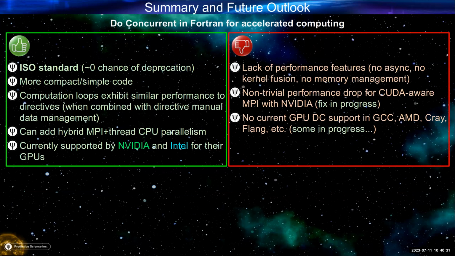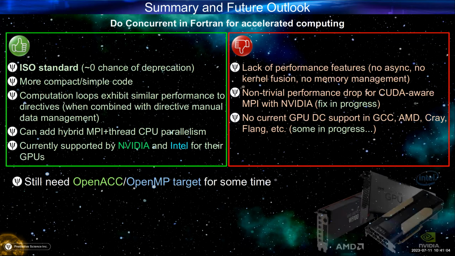Drawbacks is there's some lack of performance features. There's no asynchronous computation. There's no kernel fusion. There's no memory management. There's a non-trivial performance drop for CUDA-aware MPI with NVIDIA if you use unified managed memory, but there is a fix in progress. And there's no current support for it in GCC or the AOCC or AMD compilers. Cray, I think, is wrong. I think they actually are adding support, Cray. So this means basically there's no AMD support at all right now, although some of these are in progress.